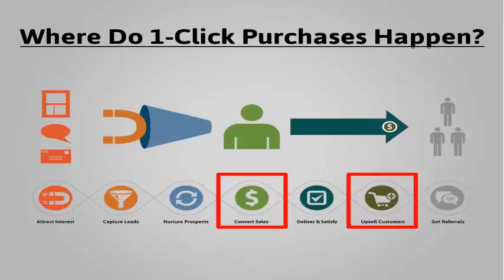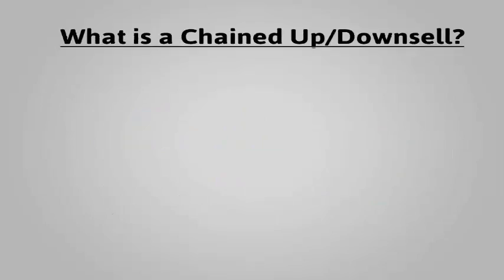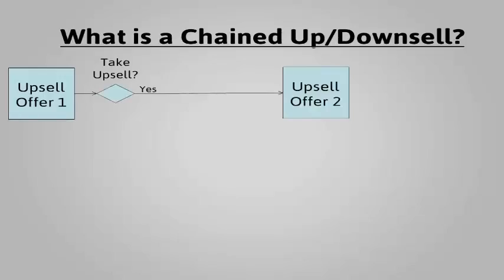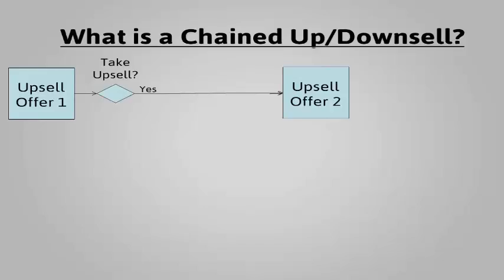Now, specifically today, we're talking about a chained upsell downsell. And this is a really advanced topic, and you may not understand what we're talking about here. So let me go ahead and give you an example. So let's say you have an upsell offer. If somebody takes that, then you present them with something else that they can buy. If they do not take it, then you present them with something else that's different. And again, they can either take that or not.